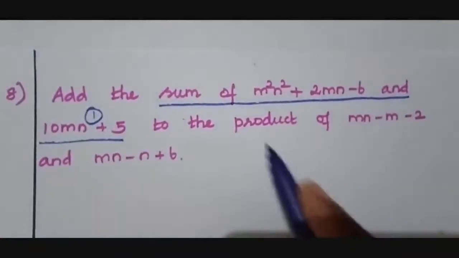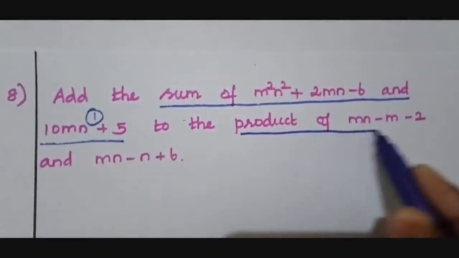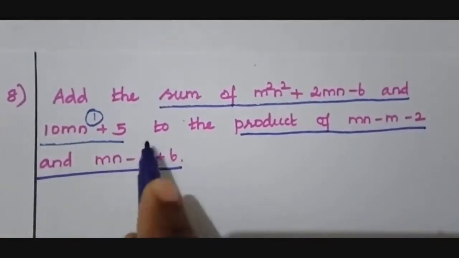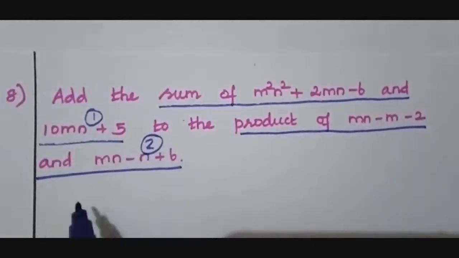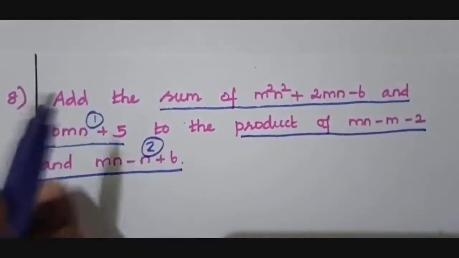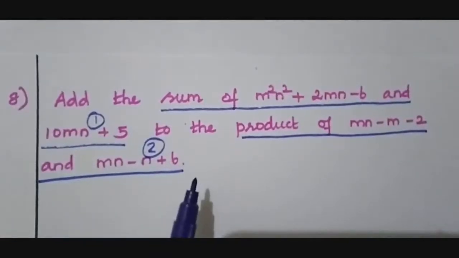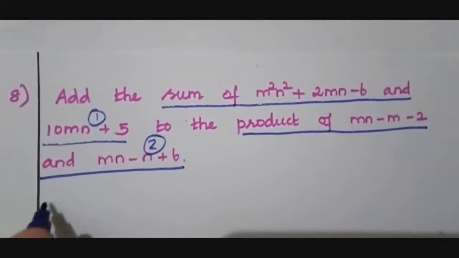Step 2, you have to find the product of mn minus m minus 2 and mn minus n plus 6. Step 3, you should add the step 1 answer and step 2 answer. Is it clear? Yes, let us solve this one.